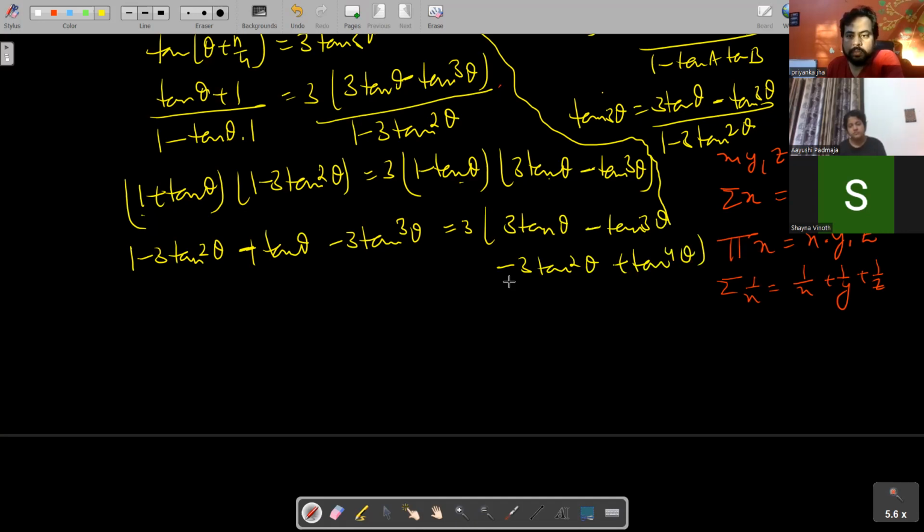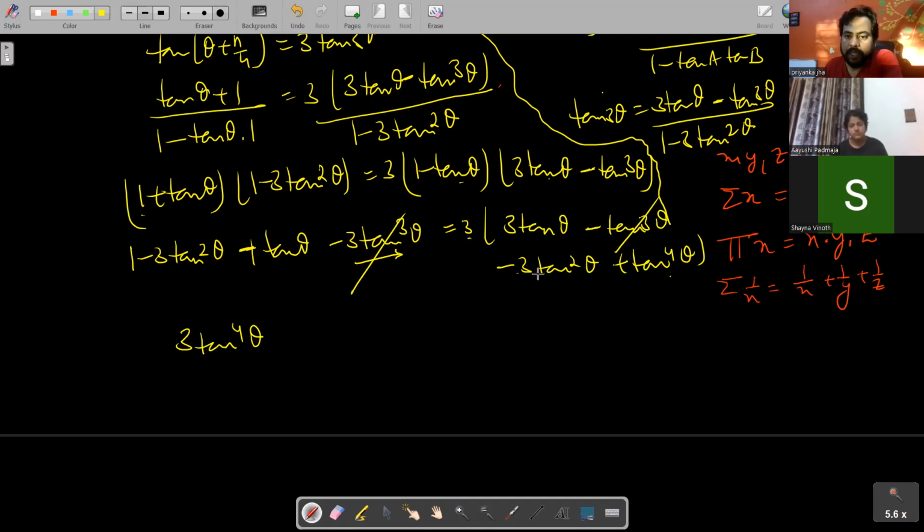Bring all the terms on one side. See, 3 into this, this is 3 tan 4 theta. There is only one biquadratic term, and we have only one cube term. This and this are gone. See, you can see that: minus 3 tan cube theta and minus 3 tan cube theta on both the sides, it is gone.